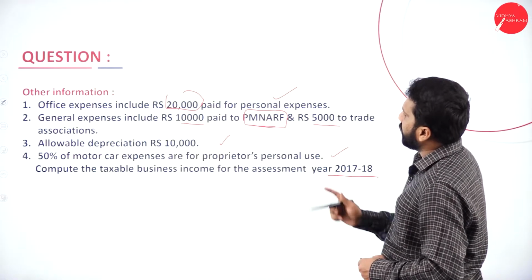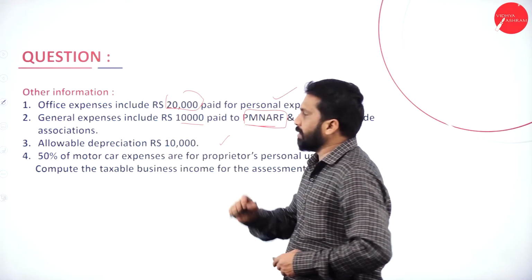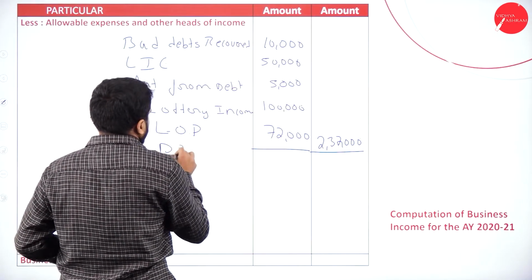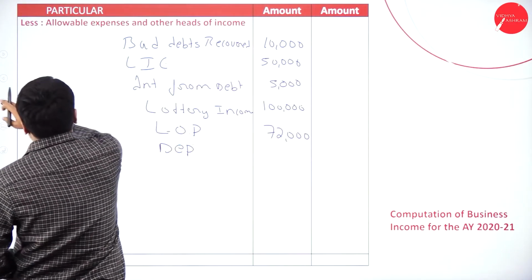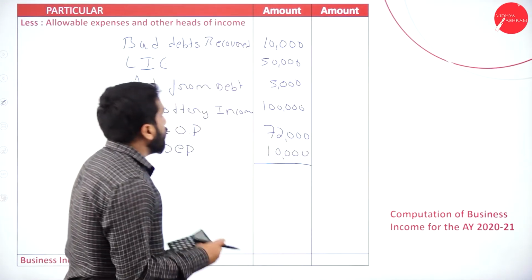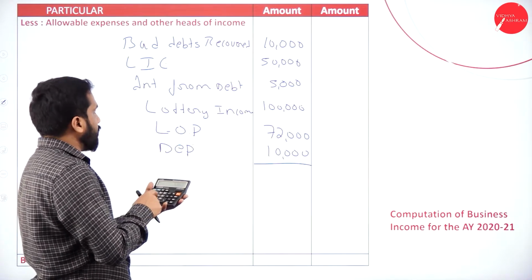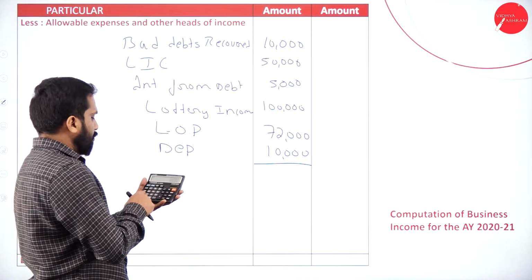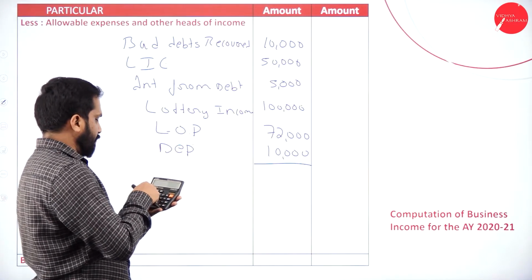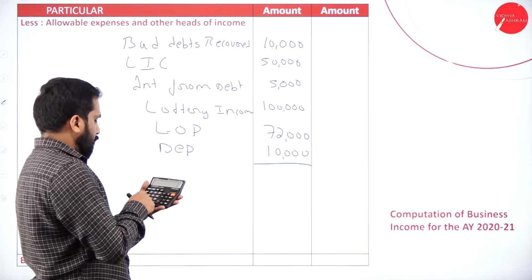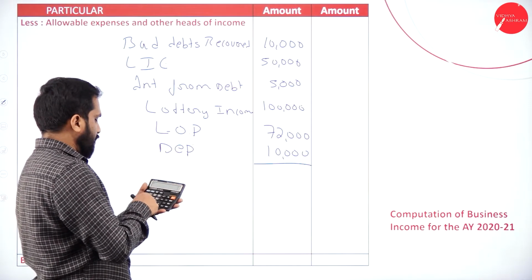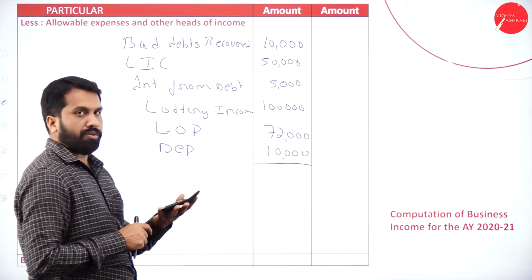Along with that, we have one more in the adjustment. Allowable depreciation 10,000. We have not taken it, we have to take it. Now add everything. So it will be 10,000 plus 50,000 plus 5,000 plus 1 lakh plus 72,000 plus 10,000. I got 2,47,000.